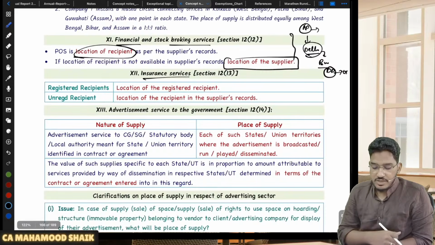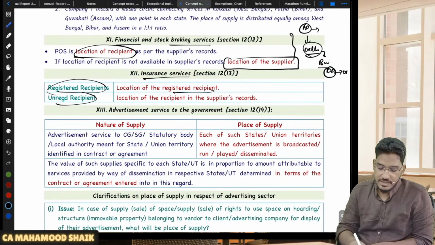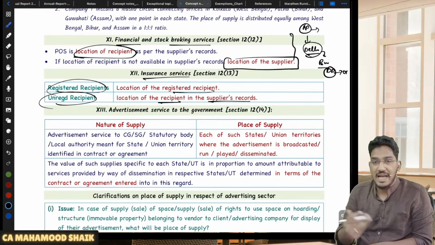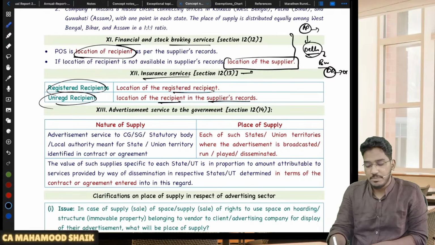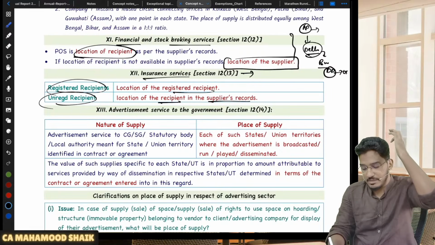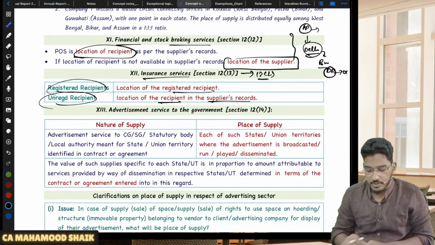Then for insurance services, what will be the place of supply? Here also, if the recipient is registered, location of the recipient. If the recipient is unregistered, location of the recipient as available in the supplier's records. If not available, location of the supplier. Even though they have given a separate provision, it is very similar to the default provision only.